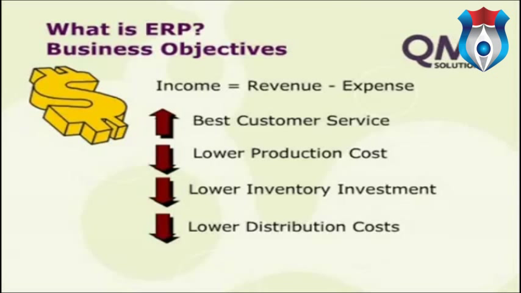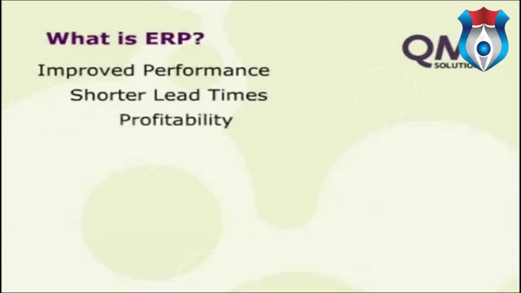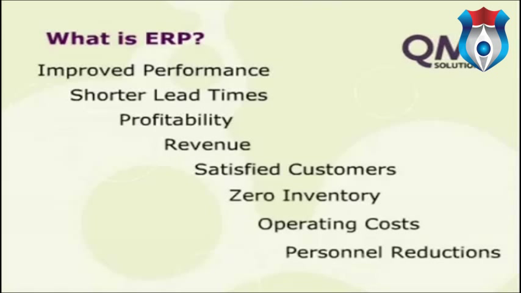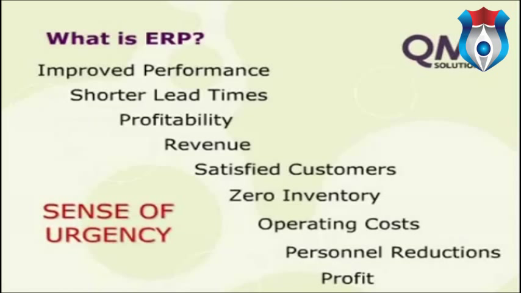Therefore, to increase net income, businesses can improve the customer service that will attract more customers and create loyalty among existing ones. Lower the production cost through a better utilization of existing resources. Lower the inventory cost through a better management of inventory cycles. Decrease the distribution costs using smarter and more efficient ways of distribution.